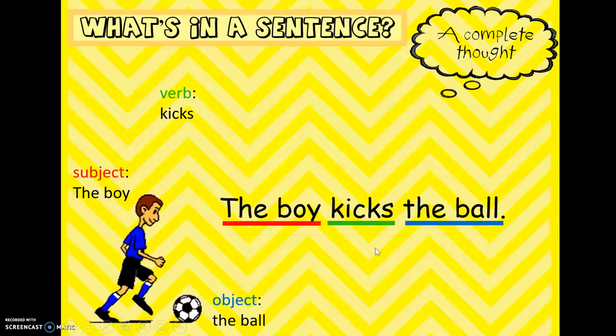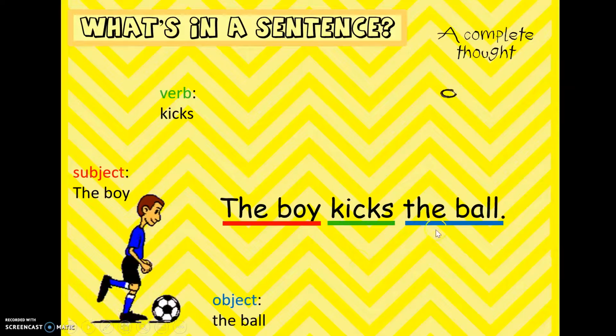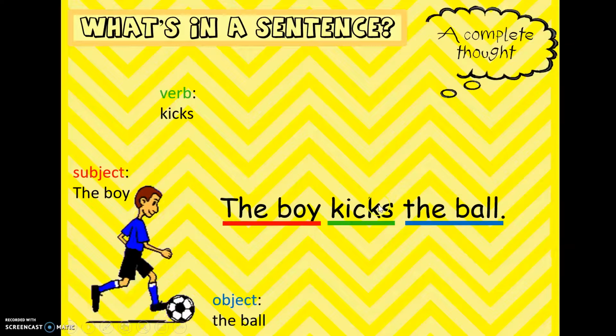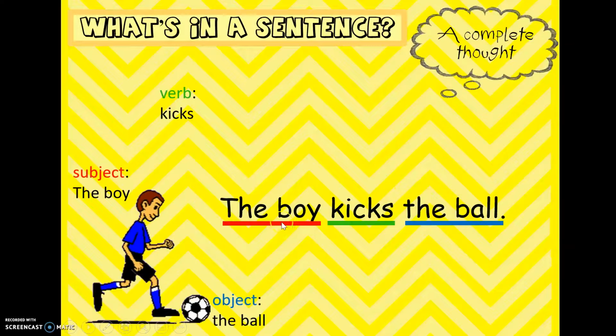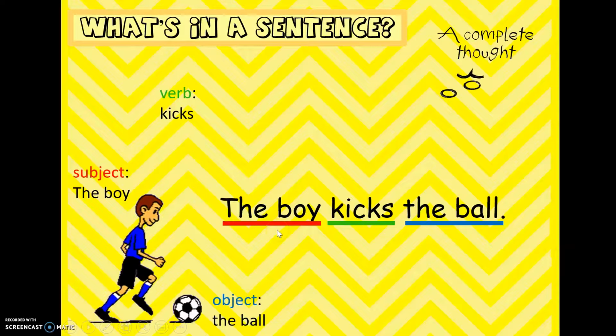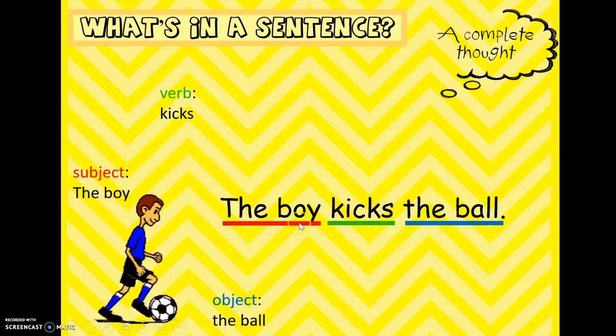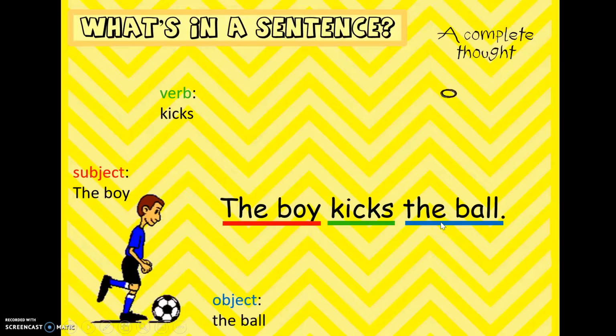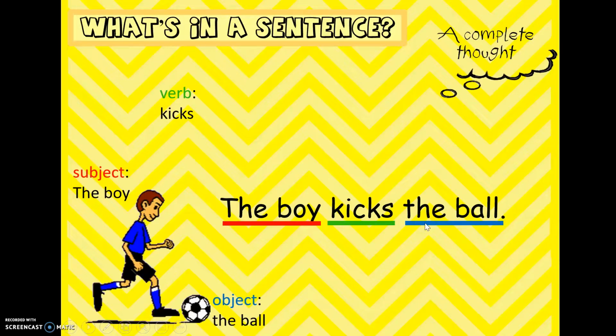We also have an object with this sentence, and that is the ball. The object is the thing that is having the verb done to it. So the subject is the person who is doing the verb, the boy, and the object is the thing or person who's having the verb done to them.